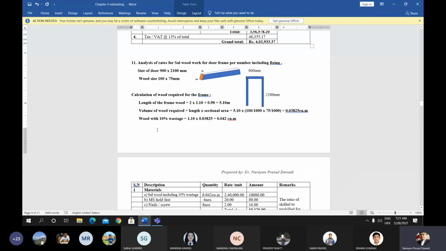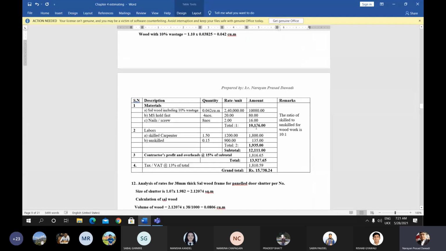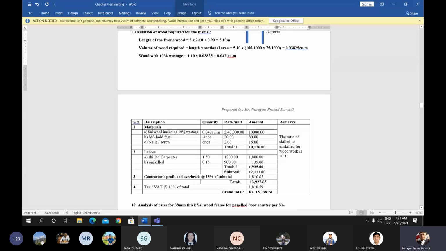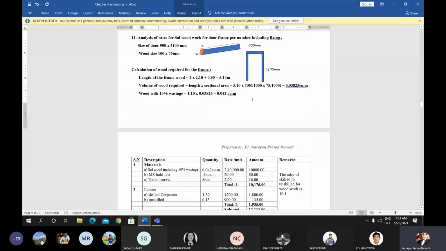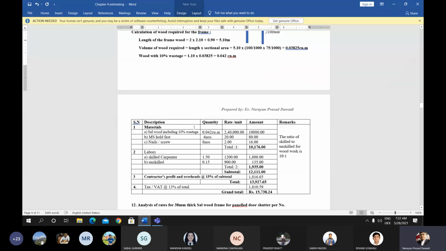Now, wood with 10% wastage. This is the total wood required. We have to consider the 10% wastage for this also. So the total wood required for this frame will be 0.042 cubic meter. Now, use the material as solid wood, 0.042 cubic meter. This is including wastage, and the holdfasts are required here, and the nails also are required.